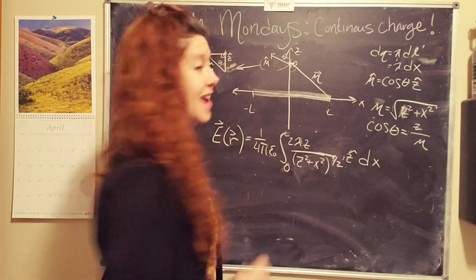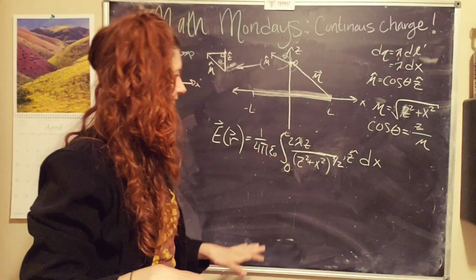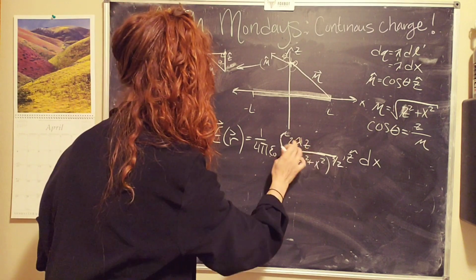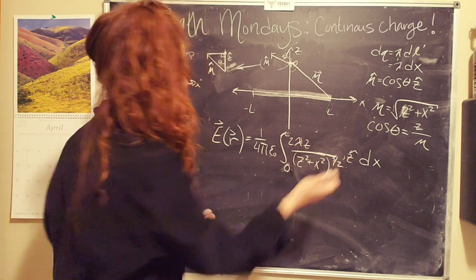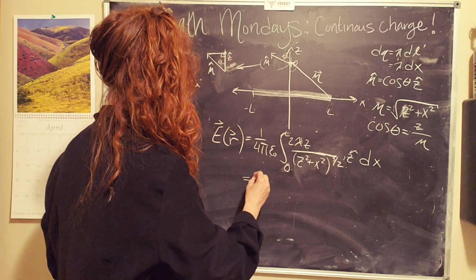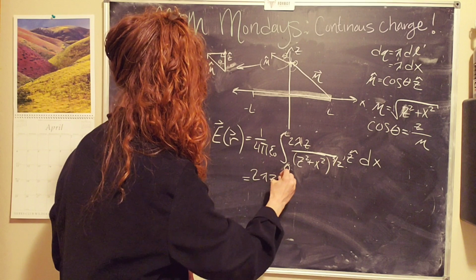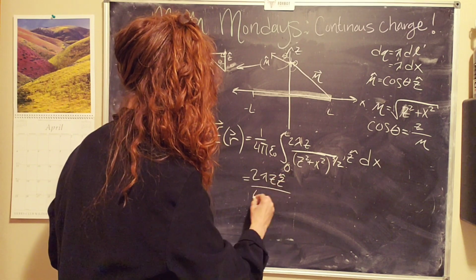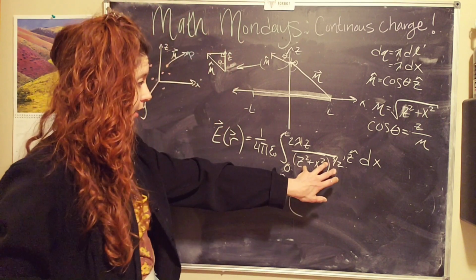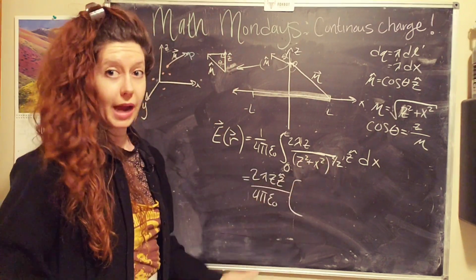Okay, now we can do the integral. Yes! A lot of substitution, but now we can actually do this. All these things on the top are constant, including z hat. Woohoo! We don't have to worry about z hat in the integral. So we're going to pull those out for now: 2 lambda z hat over 4 pi epsilon naught. And then the integral is over z squared plus x squared to the negative 3 halves.